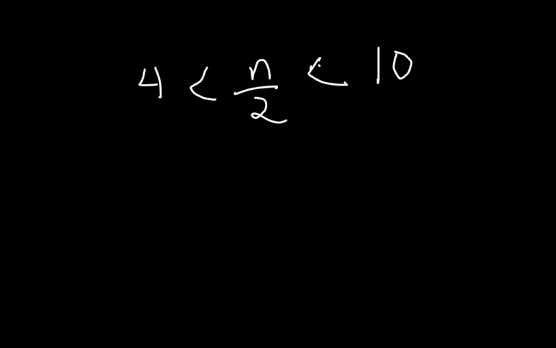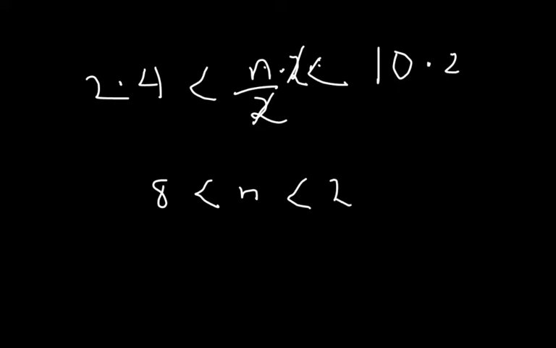So what we have to do to undo dividing by 2 is to multiply by 2. And we use the dot to signify multiply. And I have to do that here, and I have to do it here. Then I write the results. 2 times 4 is 8, less than. Then n divided by 2 times 2 leaves us with n, and that's what we want to get. We don't want to know what half of n is, or n divided by 2, we want to know what n is. And this would be 20. So the number is less than 20.